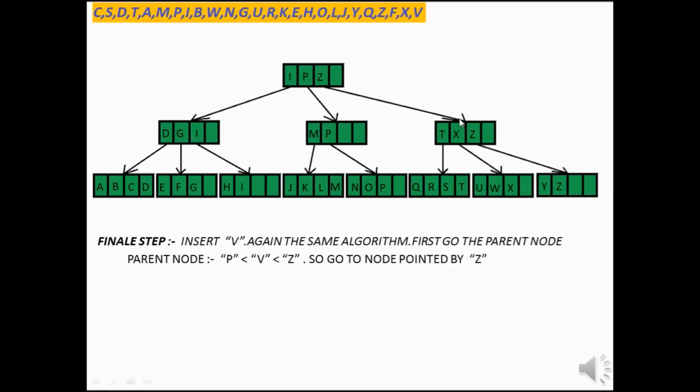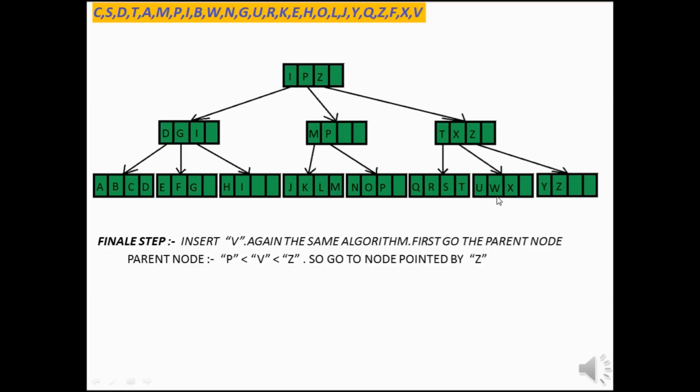Now come to level 1. At level 1, the child pointed by Z is TXZ. Right? Now there again, repeat the comparison. V is greater than T, come to X. V is less than X, right? So we have to come to the child node pointed by X, right? So level 0 and level 1 are clear. Come to level 2. At level 2 we are pointed to the child containing U, W and X, right?